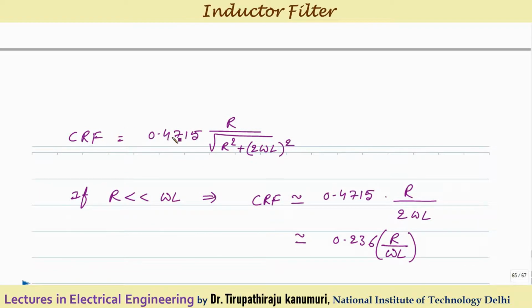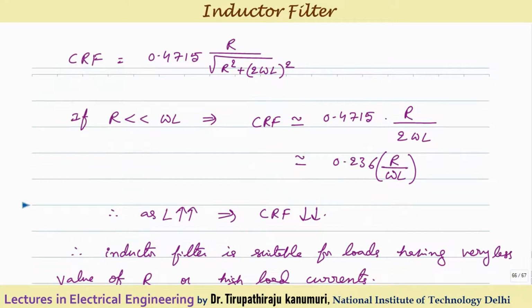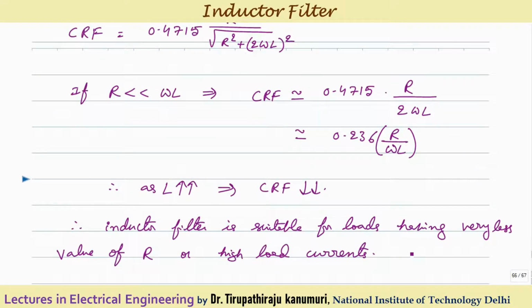So the current ripple factor is 0.4715 into R divided by square root of R square plus (2 omega L) square. If R is far less than omega L, then this denominator can be simplified as simply 2 omega L. So this entire equation becomes 0.4715 into R divided by 2 omega L, because R is far less than omega L. So this will be 0.236 into R divided by omega L.